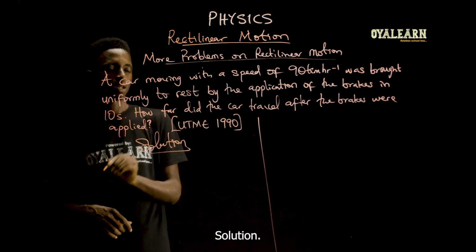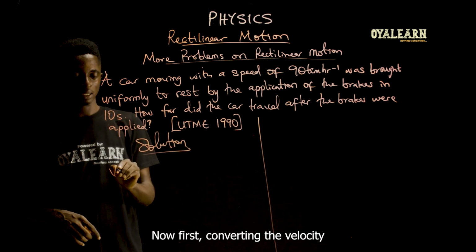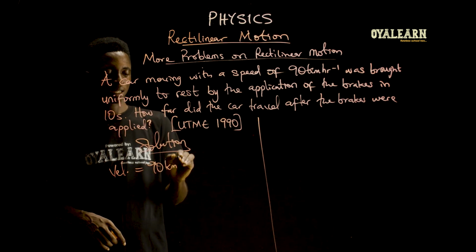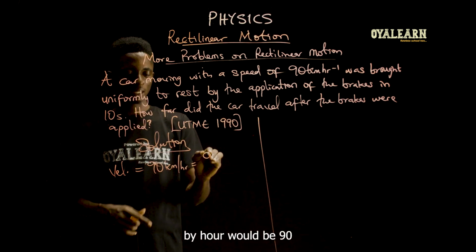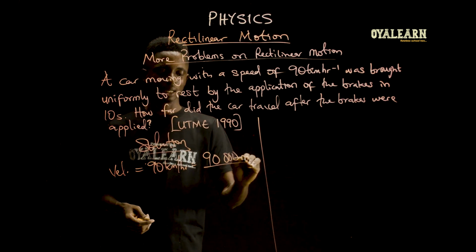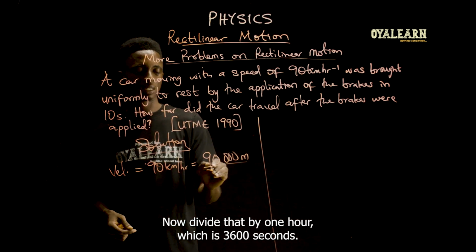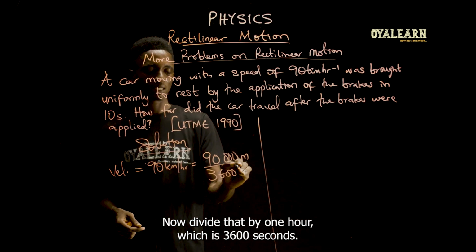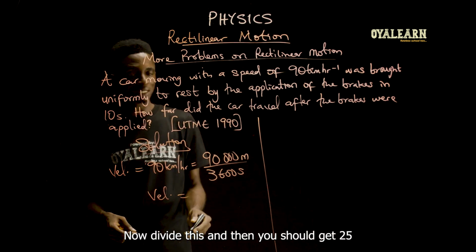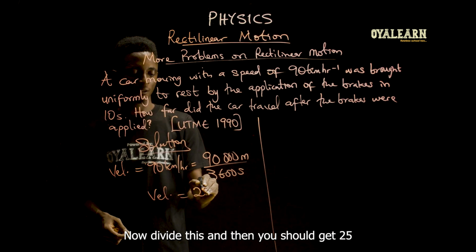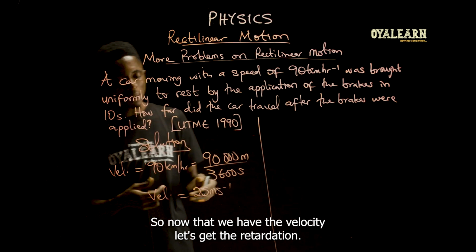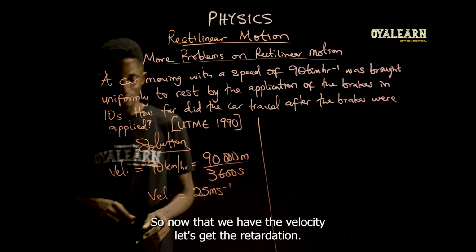Solution. First, converting the velocity, which is 90 kilometers per hour: 90 kilometers is 90,000 meters, divided by 1 hour, which is 3,600 seconds. That is, the velocity, when you divide this, you should get 25 meters per second. Okay, so now that we have the velocity, let's get the retardation.